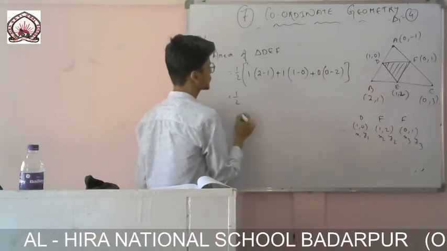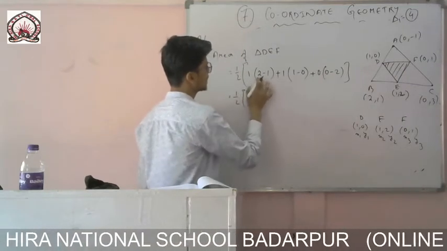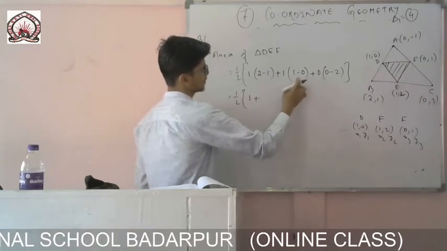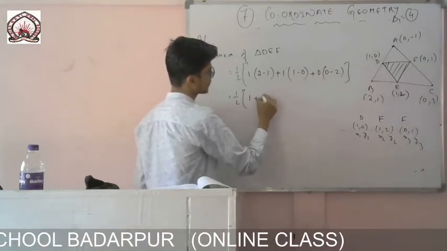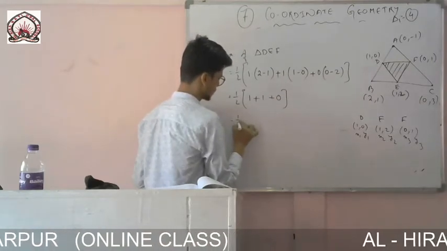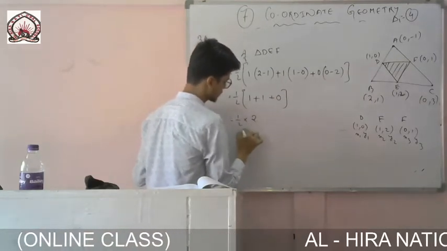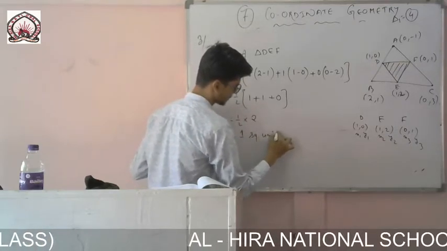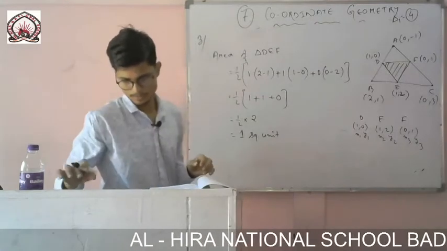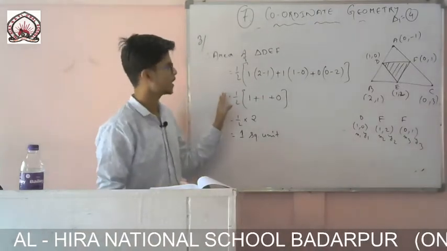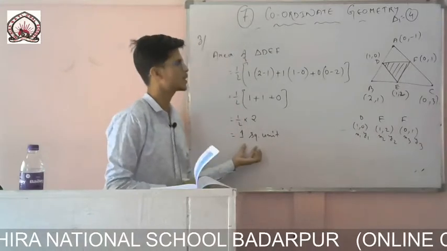So half into 1 into 2 minus 1, it is 1, so 1 ones are 1 plus 1 minus 0 means 1, 1 ones are 1 plus, and with 0 if I multiply I will get 0. So half into 1 plus 1, it is 2. That means 1 square unit. So area of triangle DEF, it is 1 square unit.